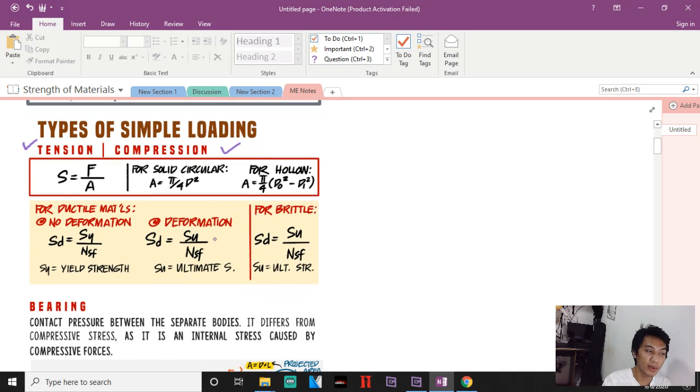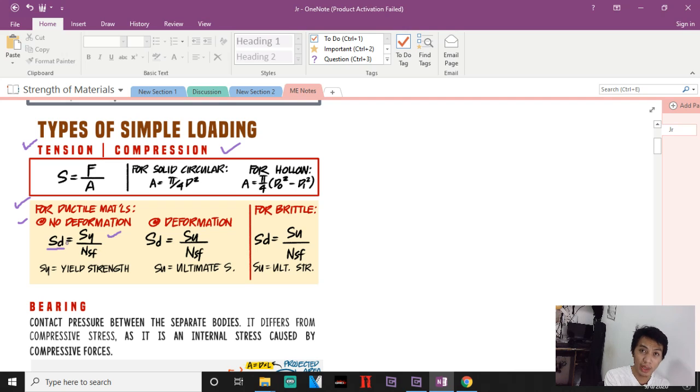Now, sabi dito, for ductile materials, ductile, okay, so you go back with your materials engineering, ano ba yung ductile materials? They are the materials na kapag pinound mo or para mga wire, you can turn it into wire, okay? So, if no deformation, what is SD? Okay? SD is the design stress. SY is the yield strength. And NSF, what is NSF? That is the strength factor or factor of safety.